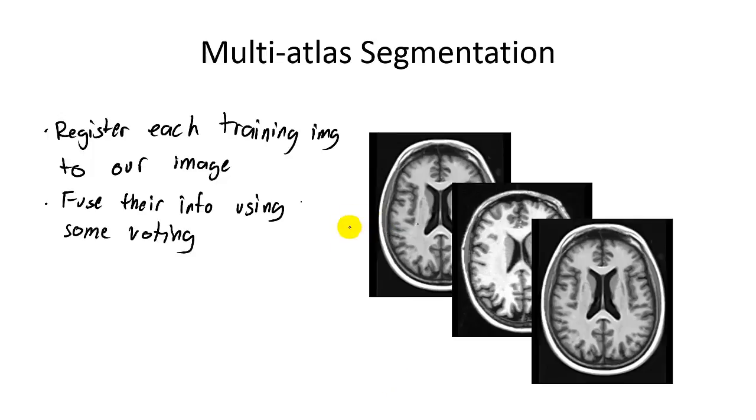Notice that this is more expensive than single atlas segmentation. If our training set is large, we have to do a lot of registrations. On the other hand, this captures a lot more diversity within the images.